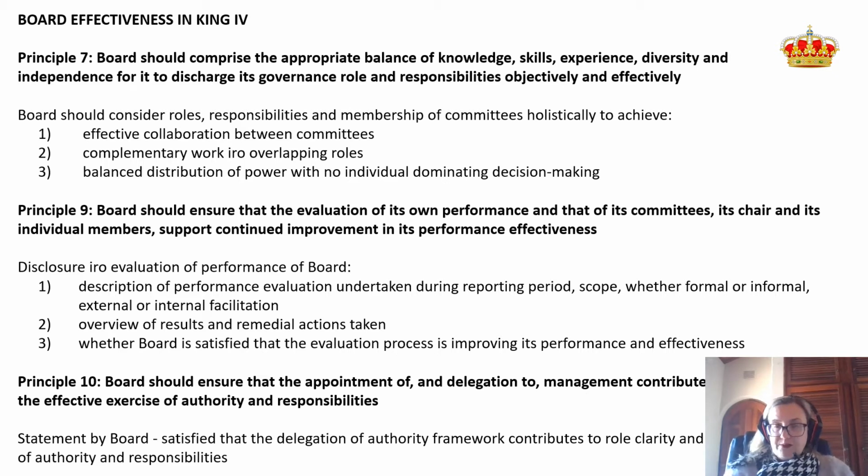When you get different people from all types of diversity elements coming around the table, you are undoubtedly going to improve the quality of the debate that happens. So, in terms of those recommended practices for supporting delivery of that principle, King says that the board should consider the roles, responsibilities, and memberships of the committees holistically in order to ensure that there is collaboration between the committees, that there's complementary work in terms of overlapping roles, and that there is a balance of the distribution of power, and no one individual has this dominant decision making ability.